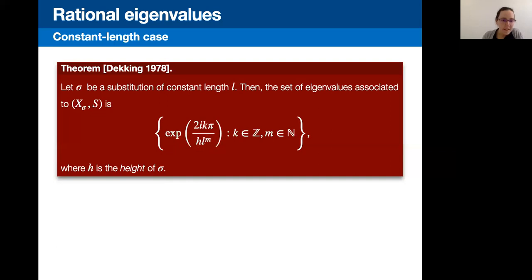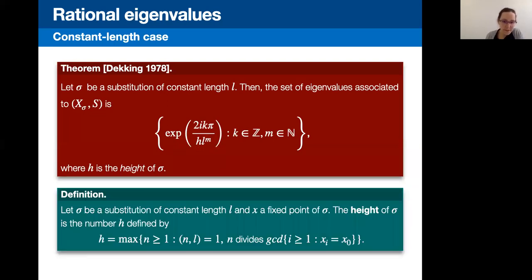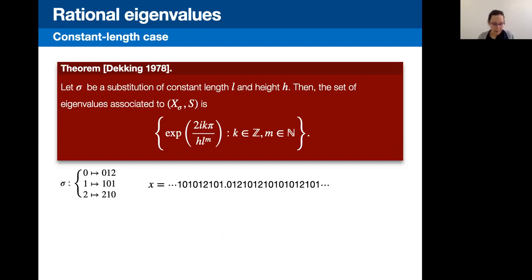So the height of sigma is defined in this way in Dekking's article. We compute the maximal integer that is coprime with the length L, and that divides the GCD of all the positions where we find the letter x0. So for example, if we consider this substitution, we will find that x0 equals 0, and it appears at positions 0, 4, 8, 10, and so on. And we can see that the GCD of all these indices is 2. So the height of this substitution is 2. And in his article, Dekking gives a method that we can use to compute the height just knowing all the images of letters.